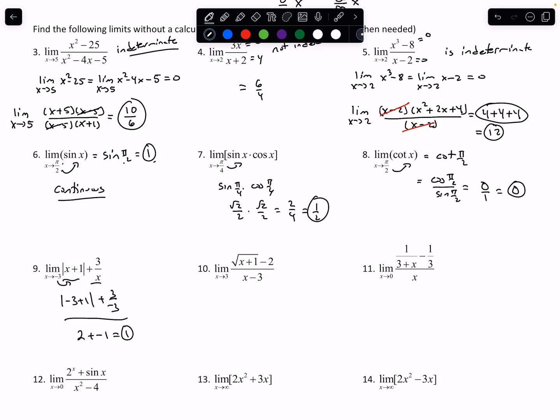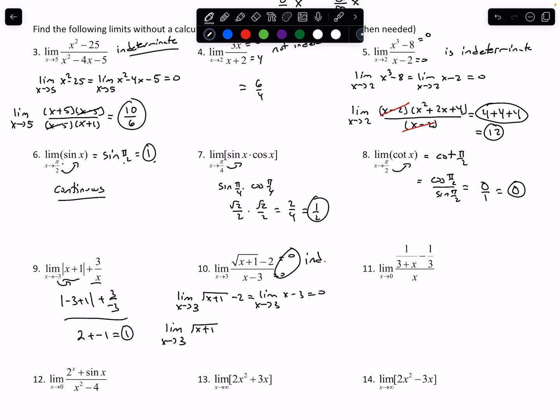Okay, 10's a really tough one for us right here. So let's see this one. When we plug in 3, notice we get the square root of 4 minus 2, which is 0 over 0. So we're going to say our rule, because we got that 0 over 0, this is indeterminate. So we're going to say that the limit as x approaches 3 of the square root of x plus 1 minus 2 over x minus 3, which is 0. Now, you might remember, hopefully remember, how to solve this one from last year in pre-cal.